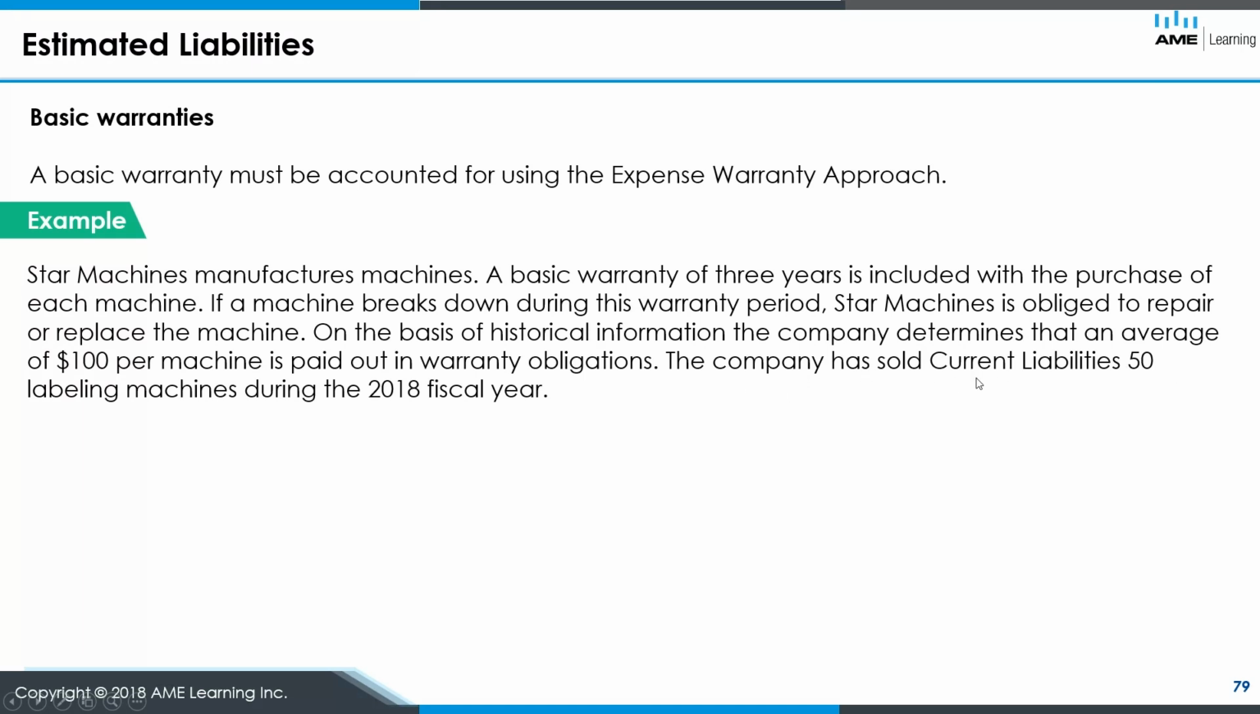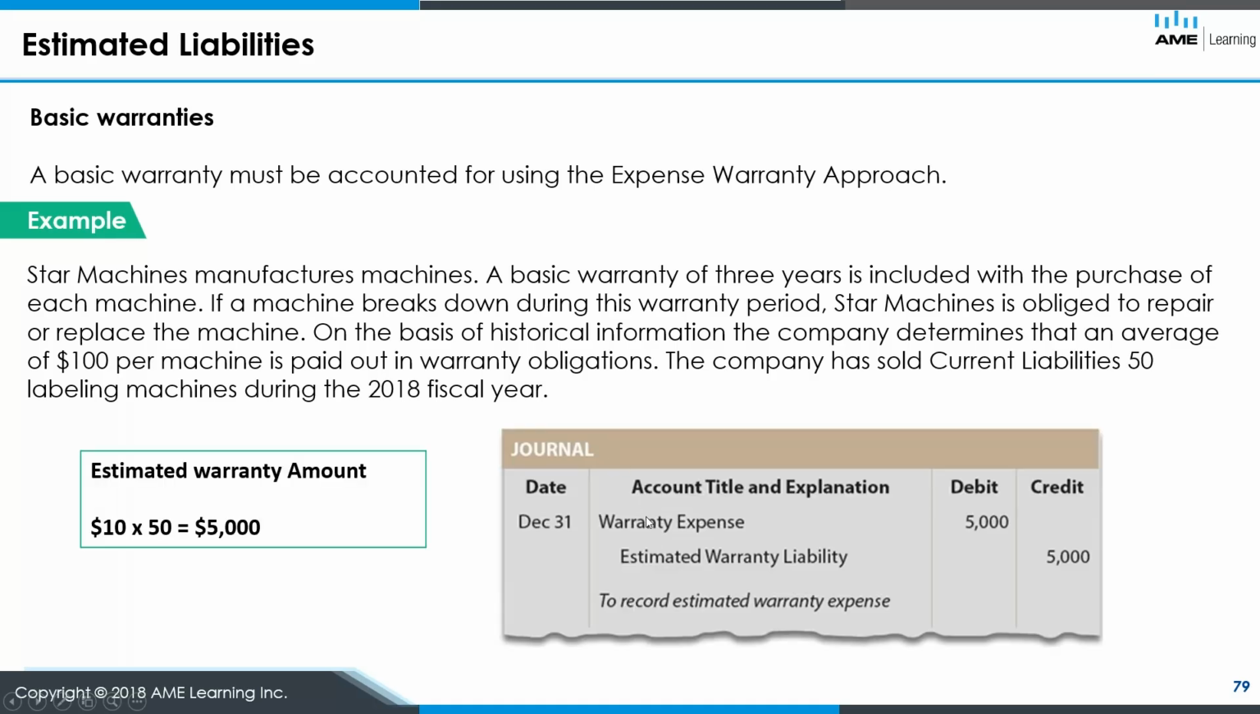The company has sold 50 labeling machines during the 2018 fiscal year. Some weird typo there, but it included that information. So if we know that on average we're paying out about $100 in expense over those 3 years, and we sold 50 machines, we can say 50 times 100, that's 5,000. And so we can come up with this estimated warranty liability for all the machines sold during this year of that $5,000.